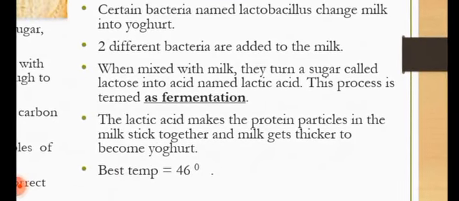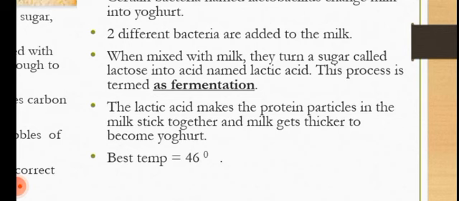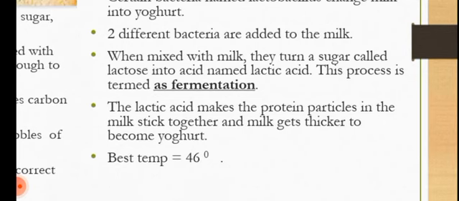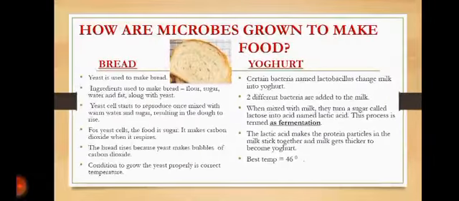The lactic acid makes the protein particles in the milk stick together, giving the milk a thicker structure or texture and forming yogurt. As discussed, temperature or warmth is one of the conditions for proper growth. So the best temperature to form the yogurt is 46 degrees.